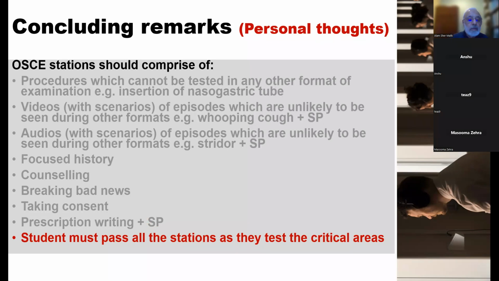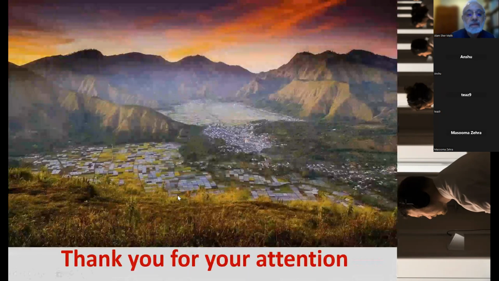So the other question is what should be the pass criteria. I think we must use the OSCE to assess the critical areas, and if we are assessing critical areas, the student must pass all the stations. Imagine if we have 50% pass marks and we ask the student to pass half of the stations, that would compromise the standard to a great extent.